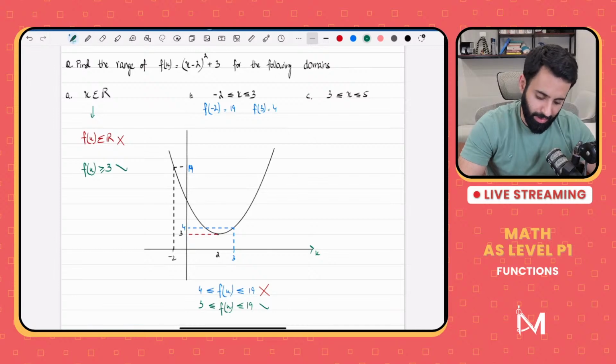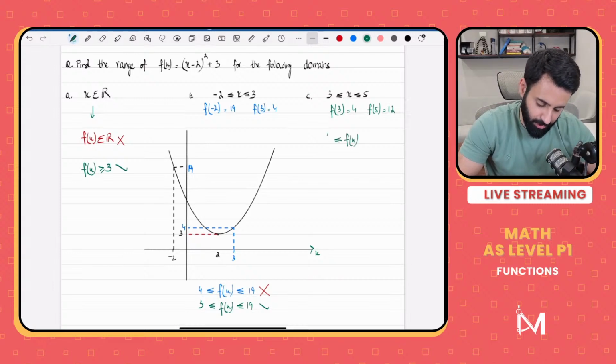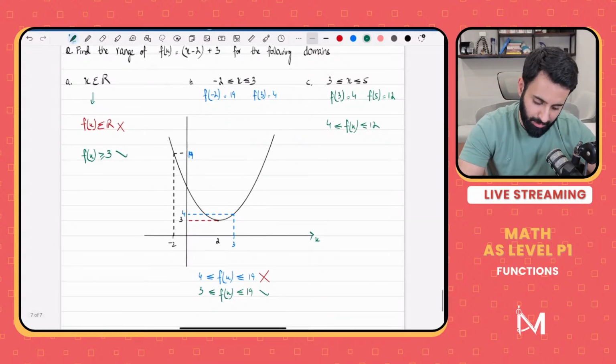Now here's the thing. If we apply that approach over here where we plug in 3 and we get 4, and if we plug in 5, let's see what we get. When you plug in 5, you get 12. If I apply that approach over here, then we get away with it. Here's 4, here's 12. If I apply that exact same approach over here, then we get away with it. So how come we get away with it over here and we don't anywhere else?